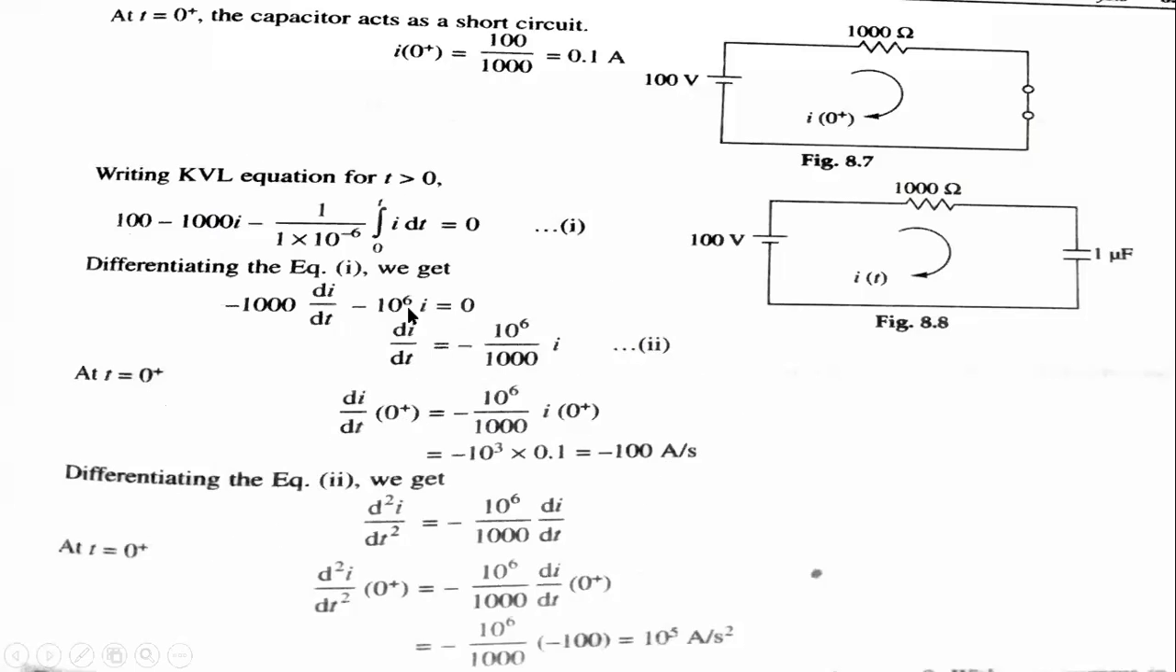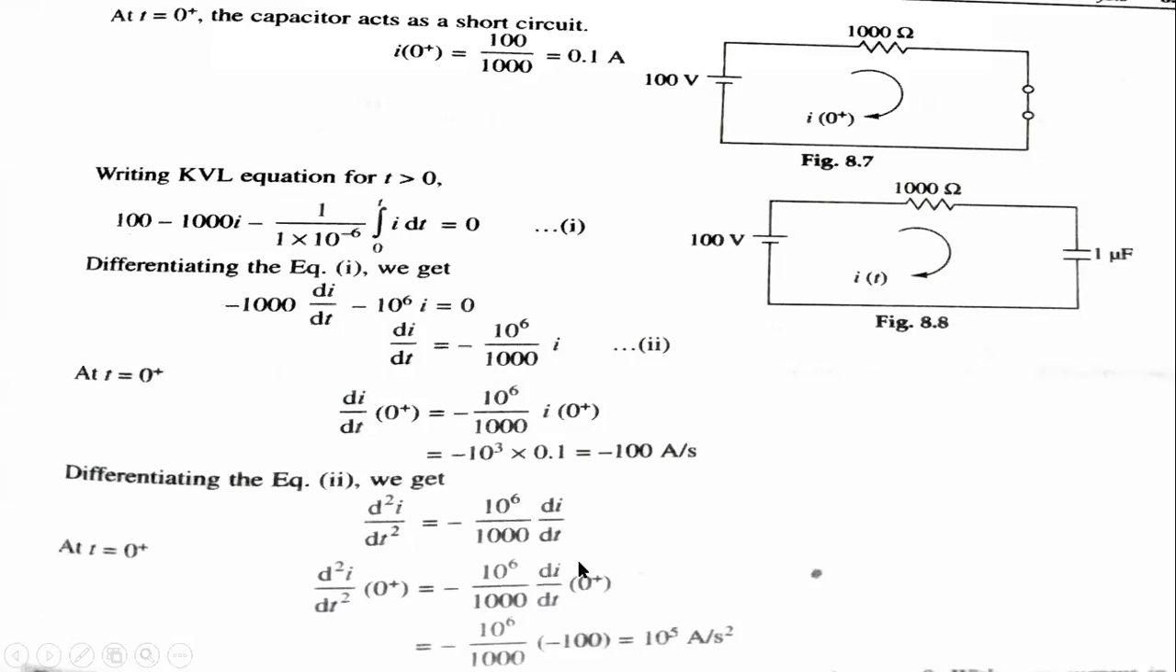So what is my equation number 2? This is nothing but my equation number 2. So d square I by dt square is equal to minus 10 to the power 6 divided by 1000, and this I will become di by dt. So what will happen at t is equal to 0 plus? d square I by dt square at 0 plus is equal to minus 10 raised to power 6 divided by 1000 times di by dt at 0 plus.